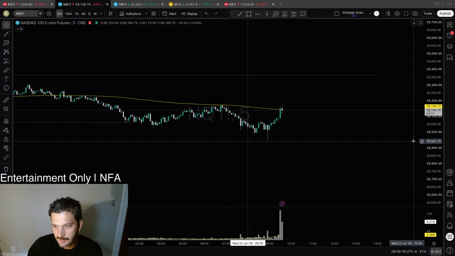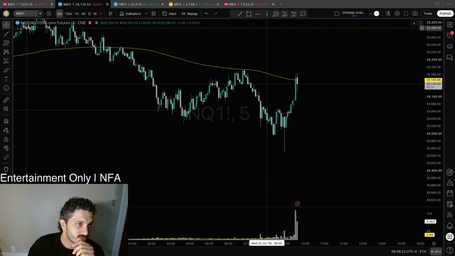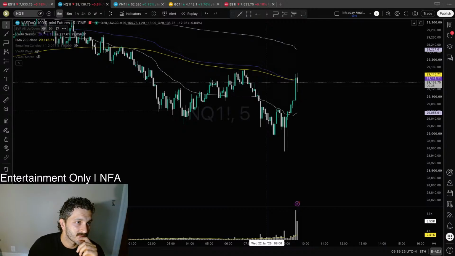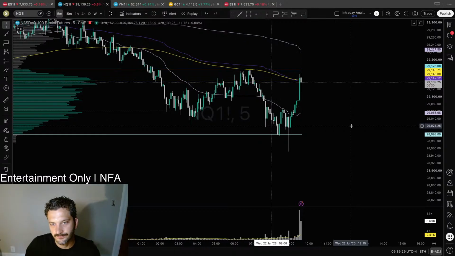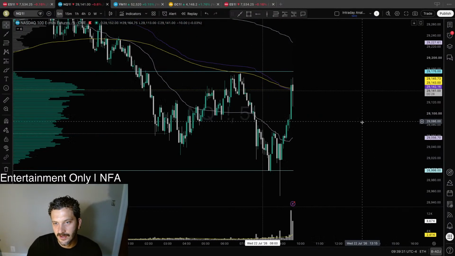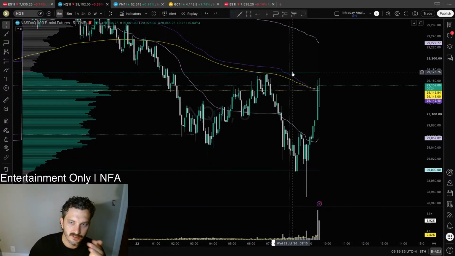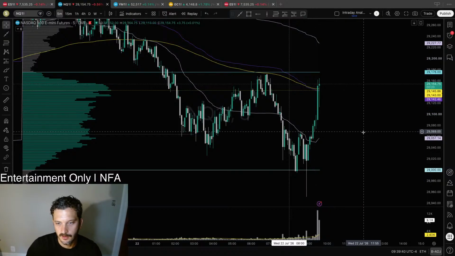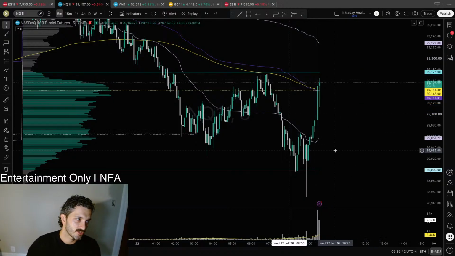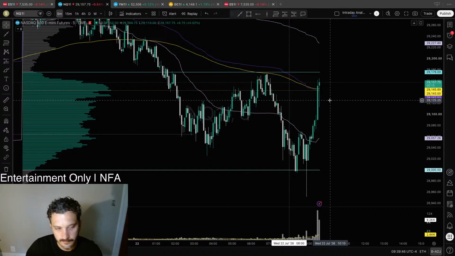For scalping purposes, we're testing our 200 EMA on the 5-minute chart. We could see some good momentum to the downside here. It's also at value area high. So, theoretically, it's just a good spot to potentially short. I don't like shorting at the value area low, but if we're at the value area high, good spot to short.